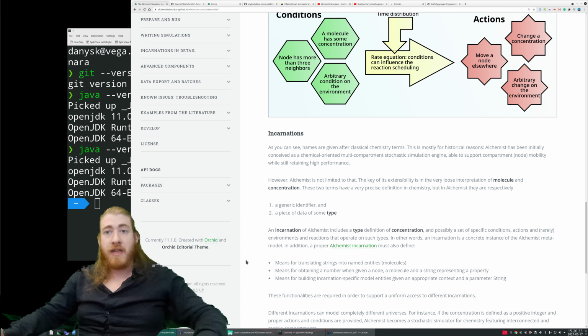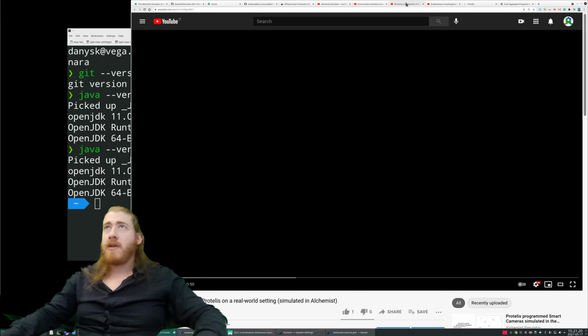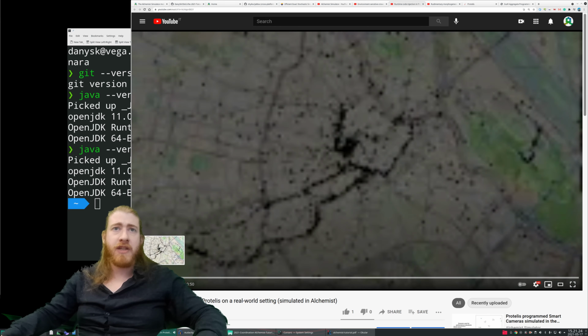So, for instance, in this case, we are navigating these nodes along the streets of London. There's an area which is marked as undesirable, which is this red area here, and nodes just do a gradient descent and reach the final target, which should be in this area. That experiment was written with the Sapere incarnation.